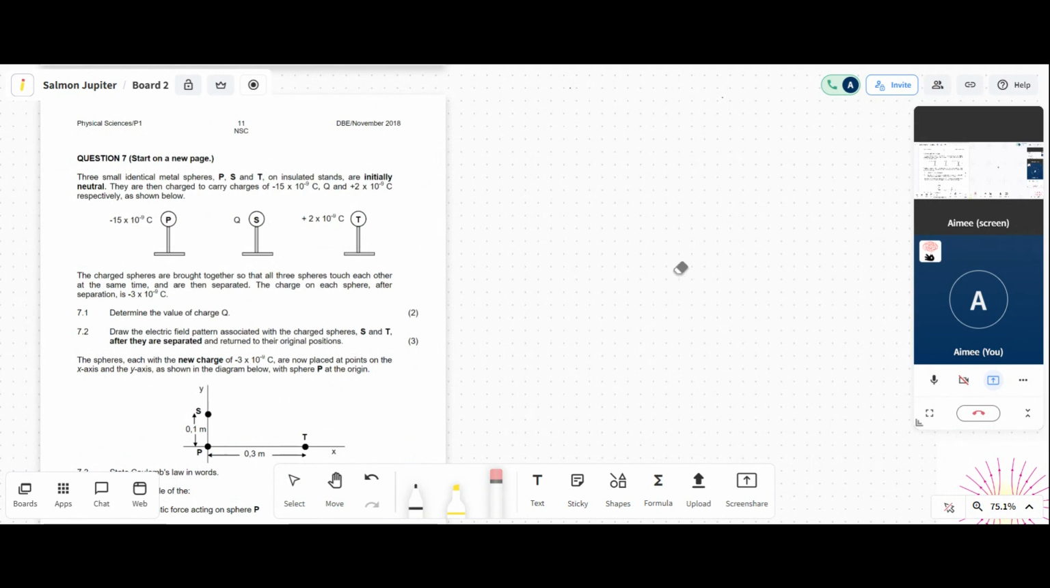Okay? The charged spheres are brought together so that all 3 spheres touch each other at the same time and are then separated. The charge on each sphere after separation is -3 times 10 to the -9 coulombs. Determine the value of the charge on Q.